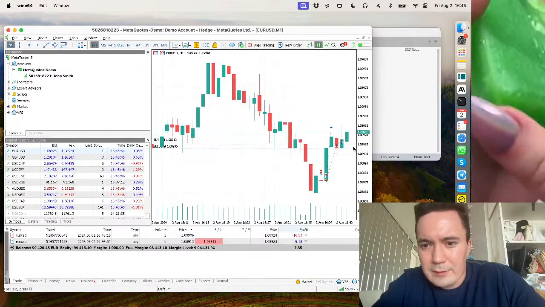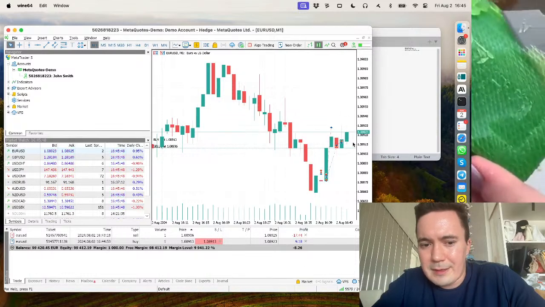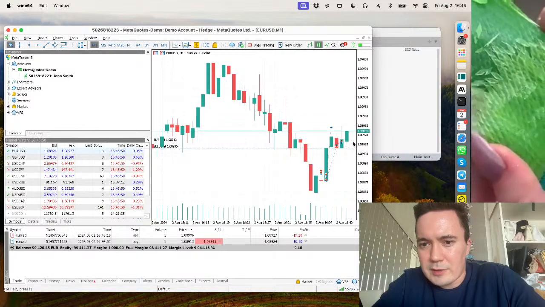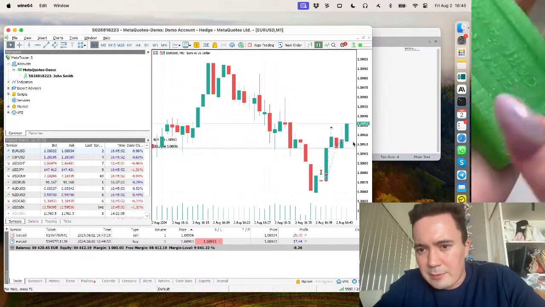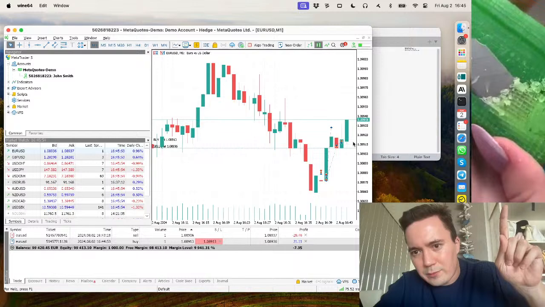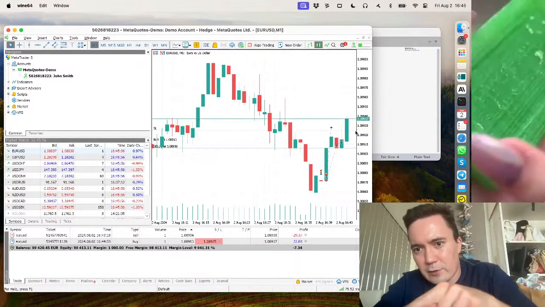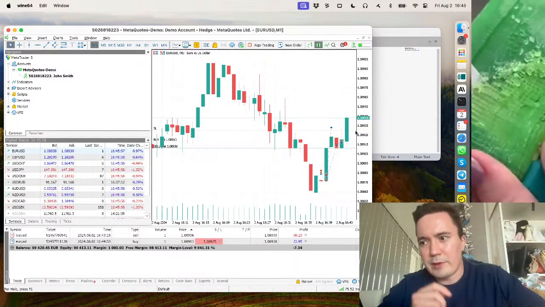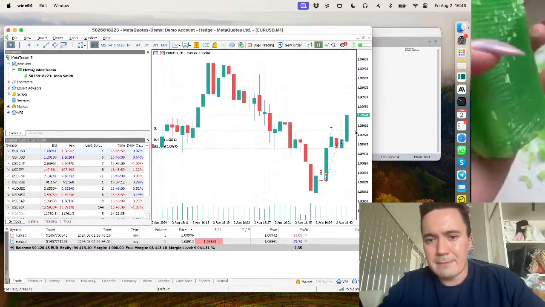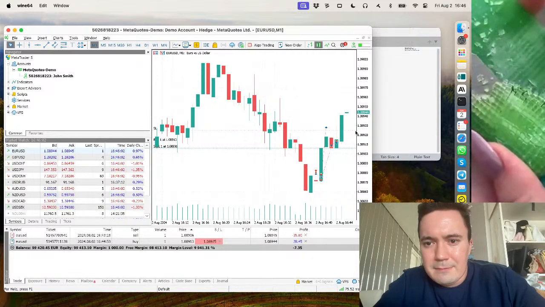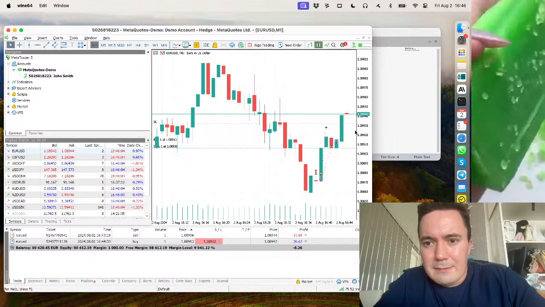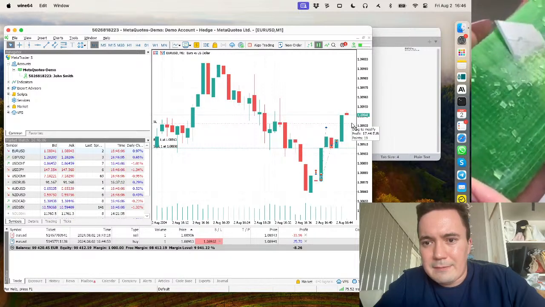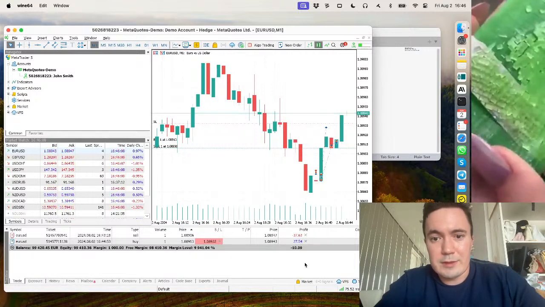Okay, we have the trailing stop here again for the buy position, and as the price goes up, the trailing stop will follow. Okay, you see, it follows the price. It goes up also, okay, it happens again. So this is how trailing stop works.